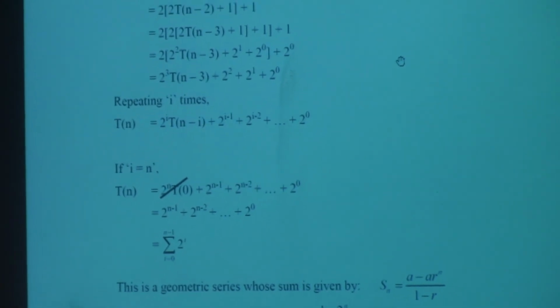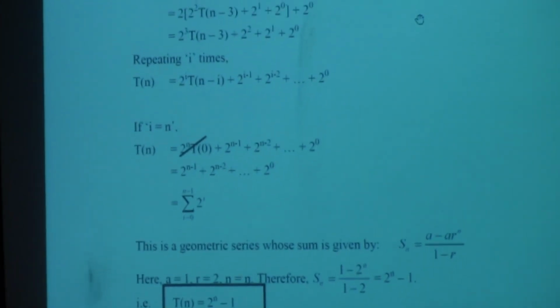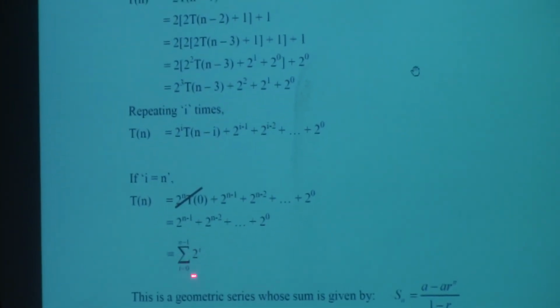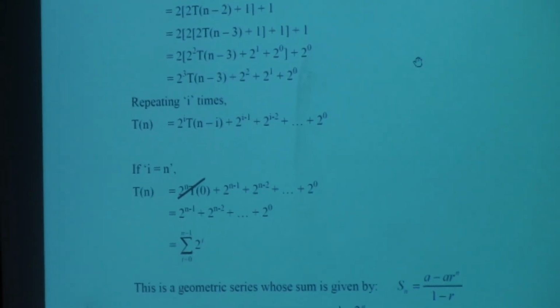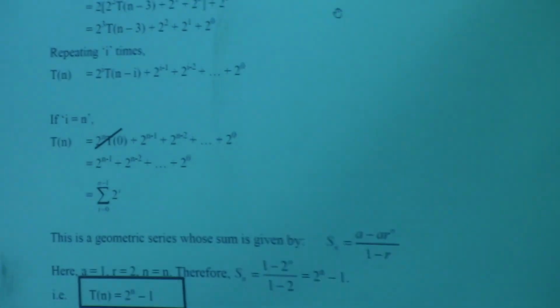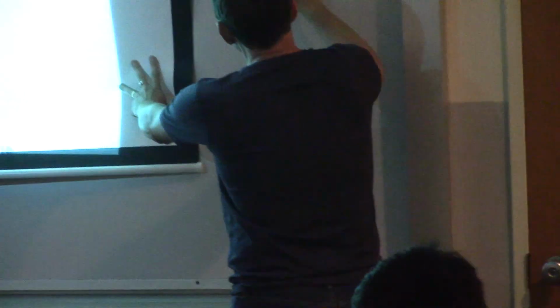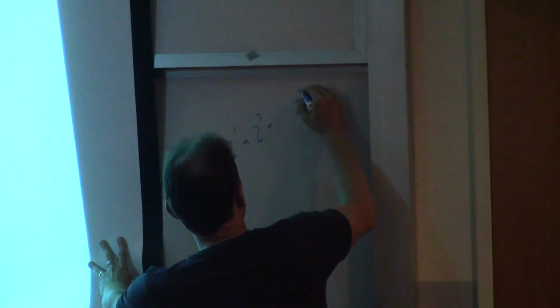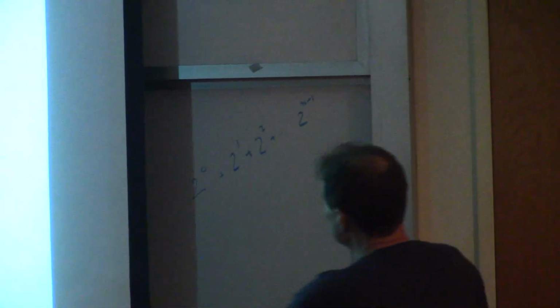So for example, look at the summation. The summation goes from 0 to n minus 1 of 2 to the i. What's the value of the first term when i is 0? 2 to the 0 is 1. So over here, we have 2 to the 0. Next time around, we have plus 2 to the 1 plus 2 to the 2, and the last one is 2 to the n minus 1. So this is a geometric series.